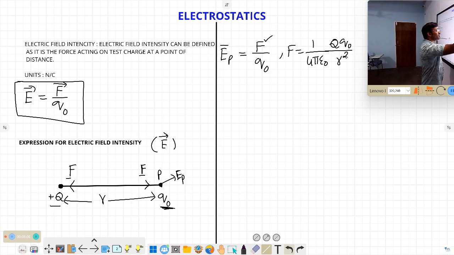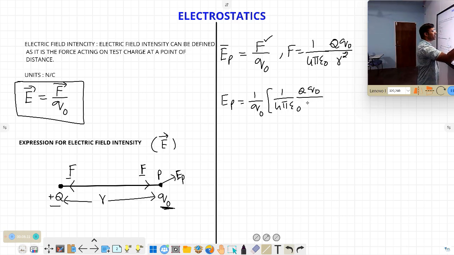Which distance? The square of the distance between them, that is R square. Now take this formula and substitute it into the above equation. That is, E P is equal to 1 by Q naught, if you take it in common here, then I can write this as 1 by 4 pi epsilon naught into capital Q, small q naught by R square.